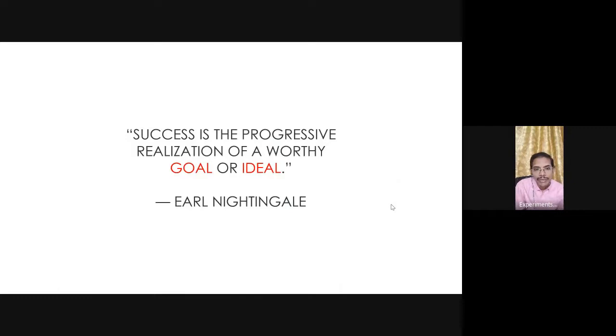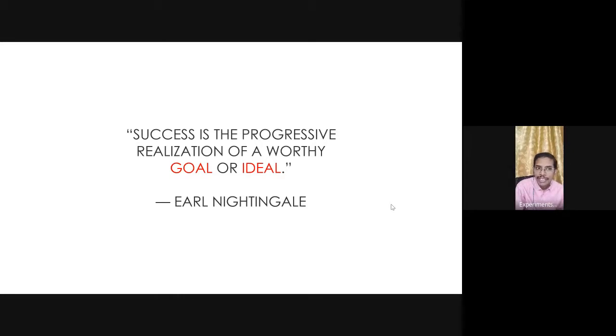I wanted to start this session with a quote from Earl Nightingale: "Success is a progressive realization of a worthy goal or an ideal." What does that mean? Whenever someone wants to achieve success, what do they define as success? They need to have a goal or a vision. Unless they have a goal or vision, they cannot define their success and cannot go towards it. So when you want to go towards success, you need to have a goal, an ideal.